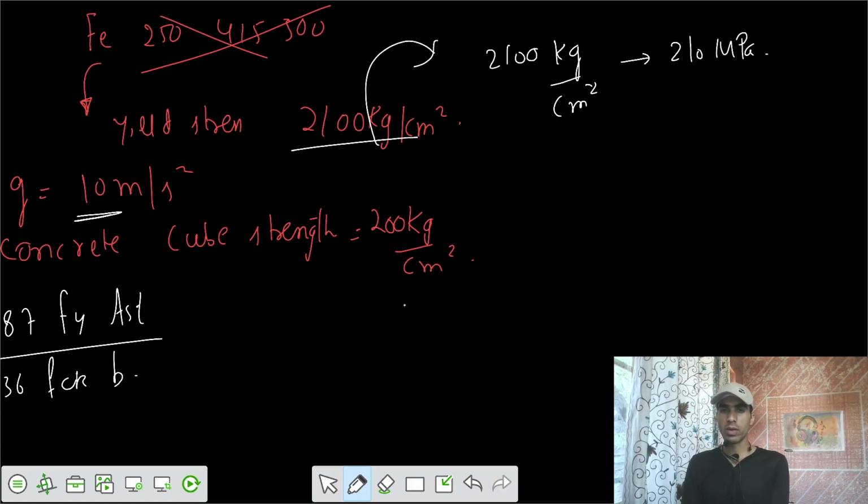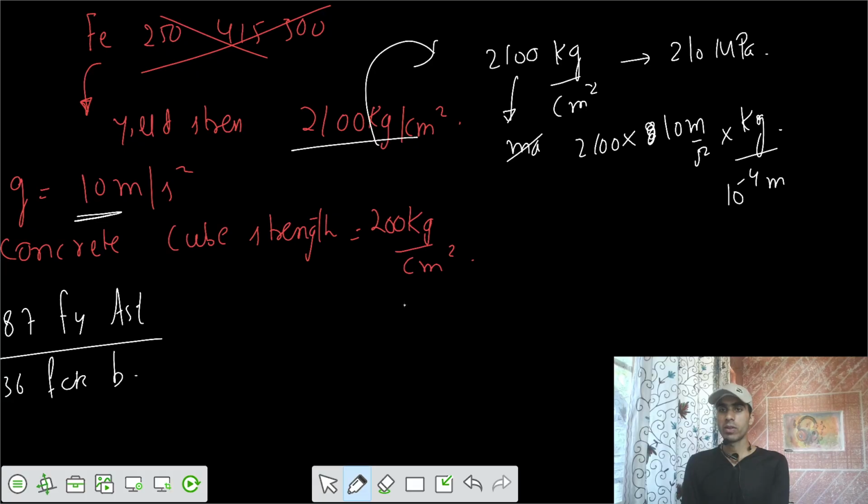You can solve it. Let's try to solve it. Mass into acceleration, so I would say 2100 kg into 10 meters per second square, divided by centimeter square. We can write it in terms of millimeter square, I can say this is 10 to the power 2 mm square. So finally, you would get some value.